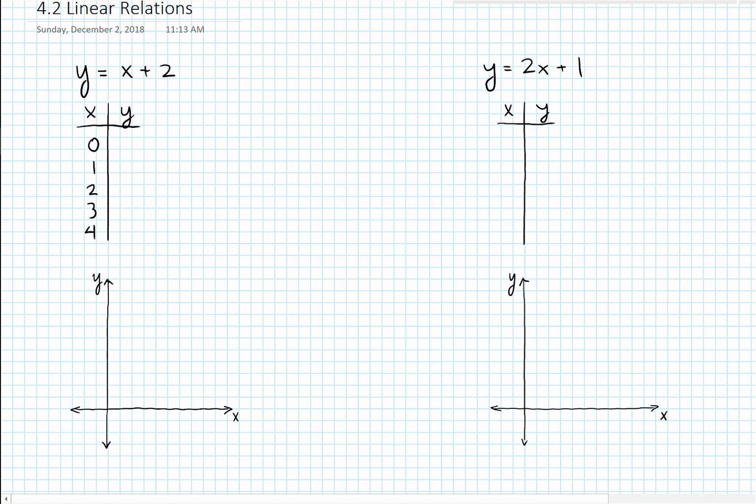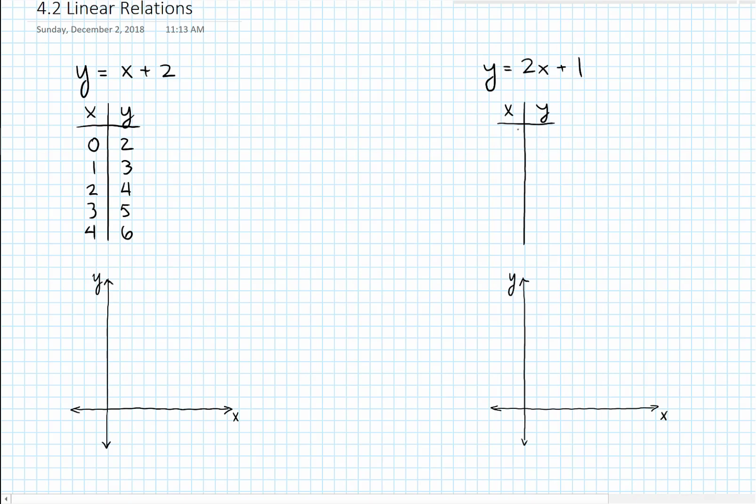So when x is 0, we have y equal to 0 plus 2, so y is 2. When x is 1, we have y equal to 1 plus 2, so 3. When x is 2, we have y equals 2 plus 2, which is 4. And you can see the pattern here. When x is 3, y is 5. When x is 4, y is 6. Let's just do the t-table for the other one before we look at any graphs.